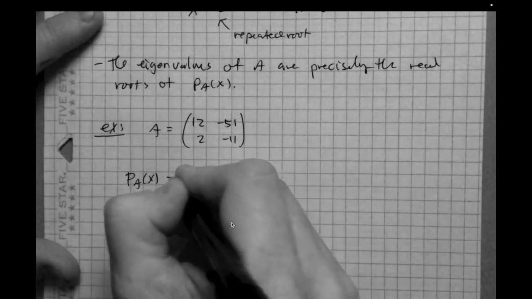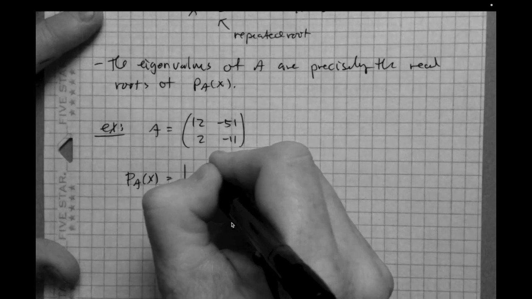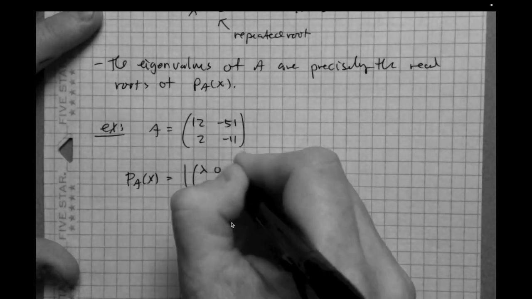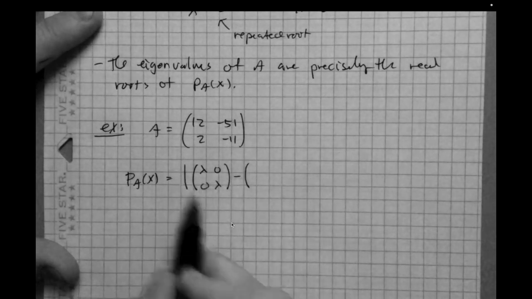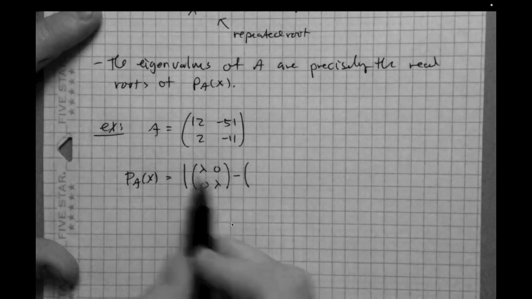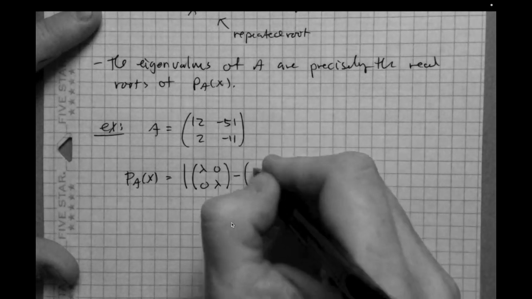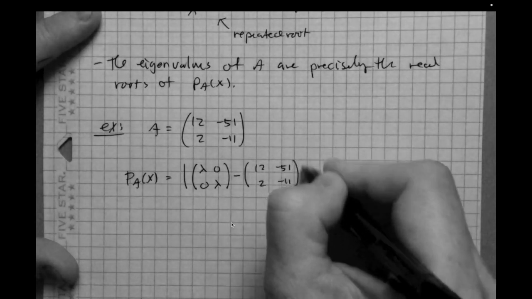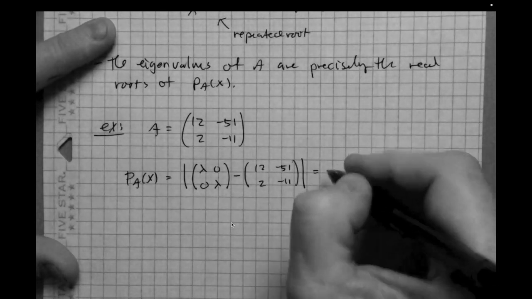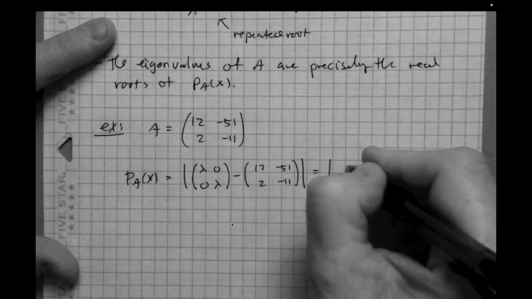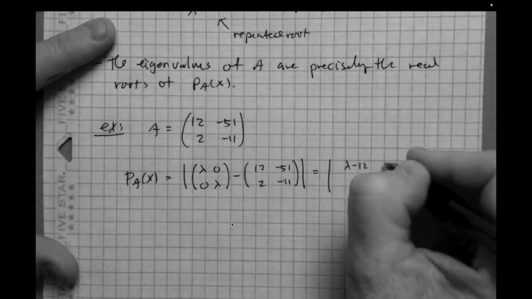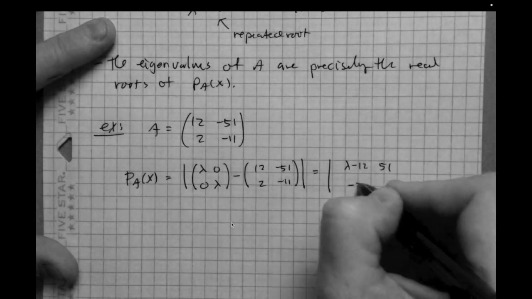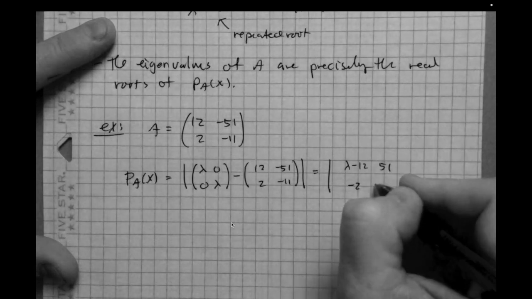We know that's going to be equal to the determinant of lambda, 0, 0, lambda, minus A. So whatever lambda happens to be, lambda times I is this, and A is 12, negative 51, 2, negative 11. We can run through this and we get lambda minus 12, and then 51, negative, negative, so it flips, and then negative 2, and then lambda plus 11.